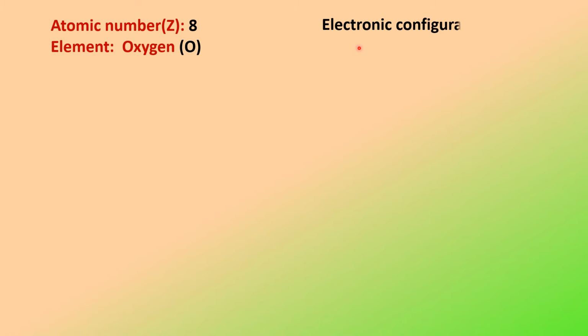Oxygen is the next element. Its atomic number is 8 and its symbol is O. Now we'll write the electronic configuration for oxygen. It is 1s2, 2s2, 2p4. So oxygen has two shells. First shell it has 2 electrons and second shell it has 6 electrons.